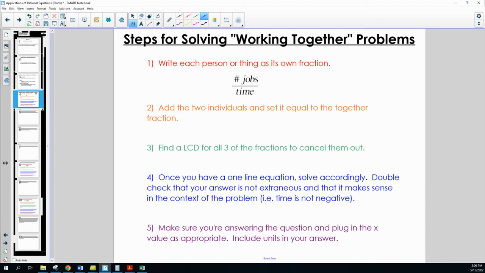Make sure to double check your answers against the domain restrictions to make sure that we don't have any extraneous solutions. We also want to make sure that the answer we get makes sense in the context of the problem. For instance, we know that time cannot be negative, so if we're solving for time or rate or something where a negative number is not an option, that is an extraneous solution. And then we're going to make sure that we're actually answering the question that they're asking us to answer by plugging in the x value as appropriate. And since these are word problems, we will be including units in our answer.